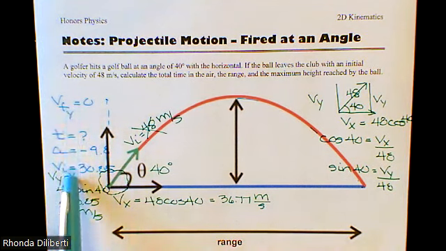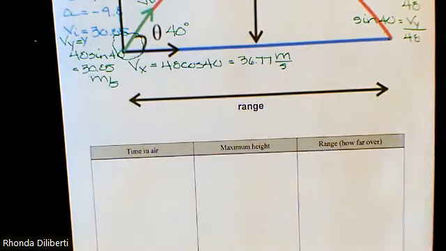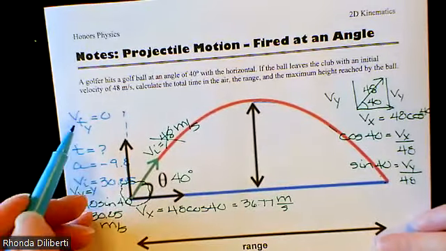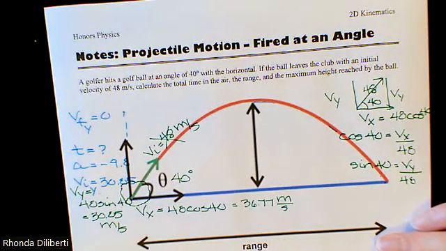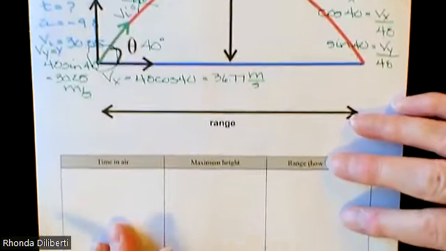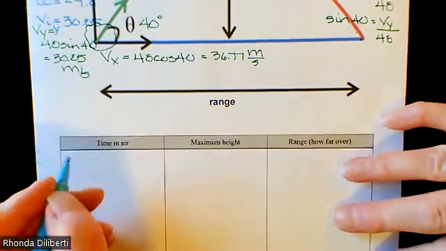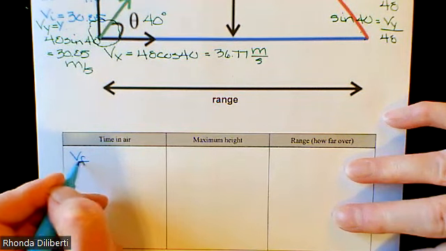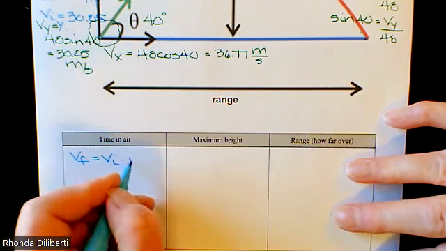Let's look at the time the ball is in the air. Based on the variables that I have, a VF, an A, and a VI, I'm going to write down the first acceleration equation: VF equals VI plus AT.